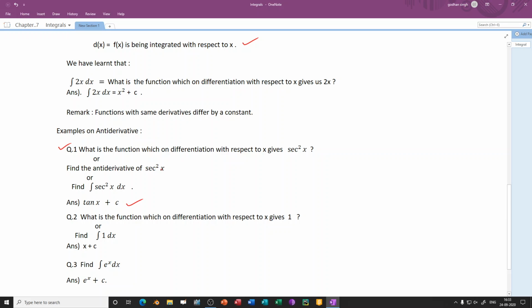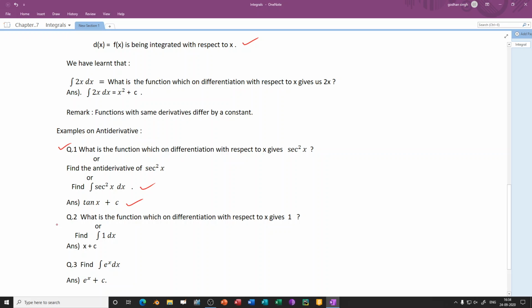Also we can rewrite the same question as find the antiderivative of sec square x, or find the integration of sec square x dx. So generally we will be using this form, that is, this is the symbolic form. So very rarely we will find questions of this type or this type, because these two have the same meaning, but we will be using only this form, that is symbolic form of integration.